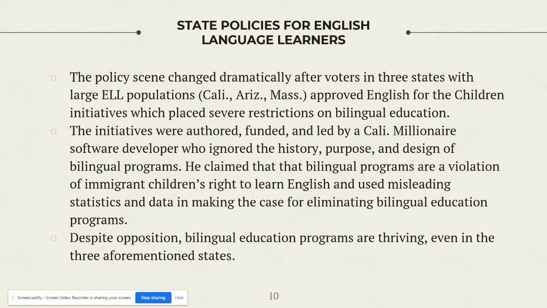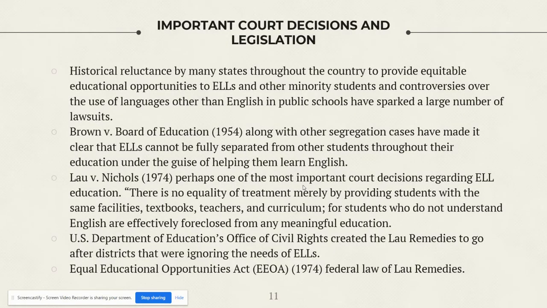So despite a lot of backlash and opposition, bilingual education programs are still thriving, even in California, Arizona, and Massachusetts, those states that were mentioned. So we still see there, despite all of this, there are still many bilingual programs that continue to exist.